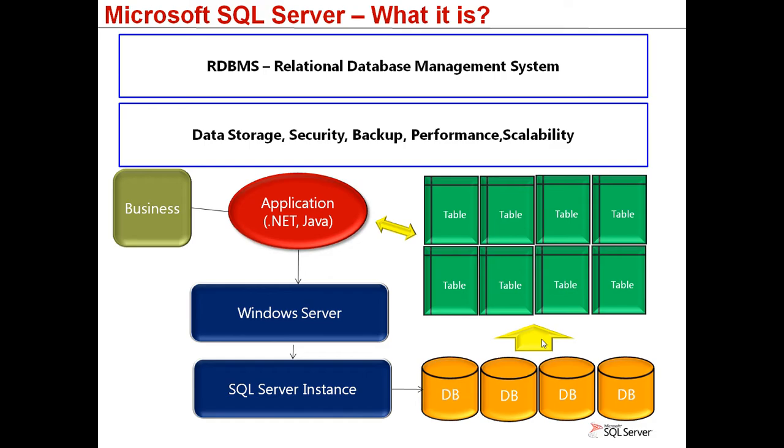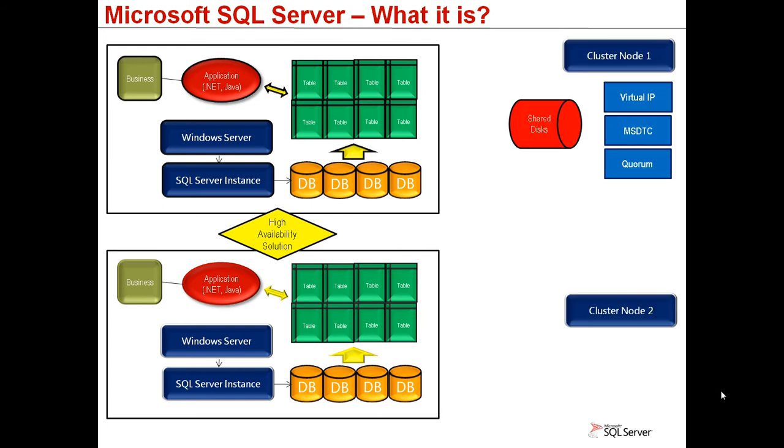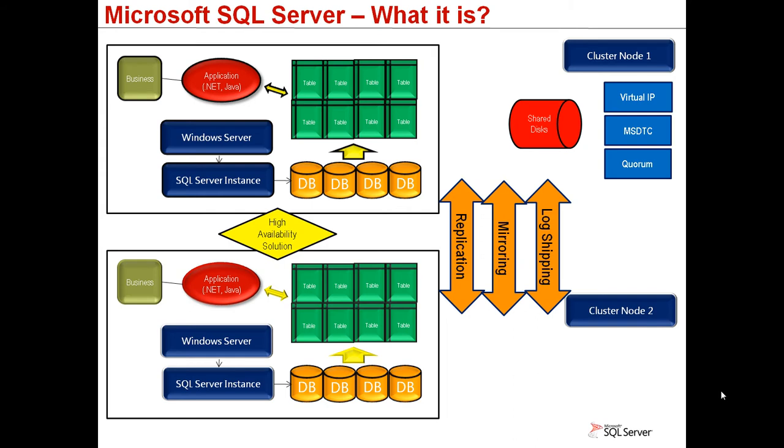Now, in this scenario, we add a little bit of complexity to the scheme. Here, we have a high availability solution such as failover clustering on two nodes that are two different servers, where we may also have other solutions such as log shipping, database mirroring, or replication. Again, it is just to provide you an overview of the product capabilities, and this is just an example. There are many other possibilities.